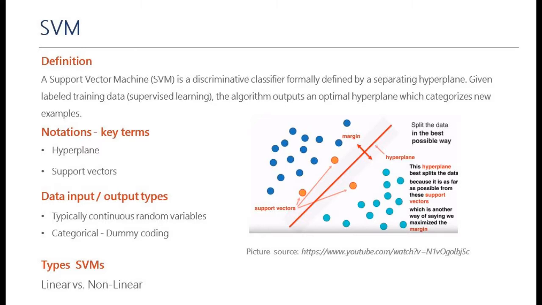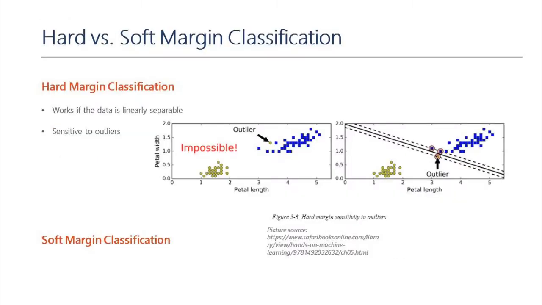Additionally, support vector machines are of two types: linear, when the data is linearly separable, and nonlinear, when the data is not linearly separable and we have to apply the kernel trick. If we strictly impose that all instances be off the margin and on the right side, this is called hard margin classification. There are two main issues with it. First, it only works if the data is linearly separable, and second, it's quite sensitive to outliers.